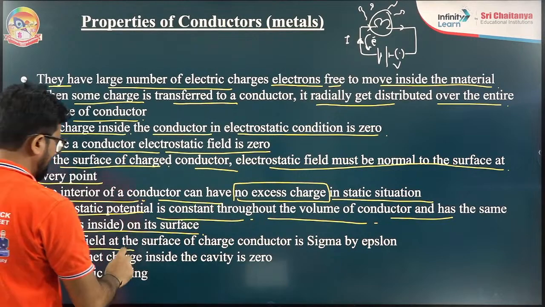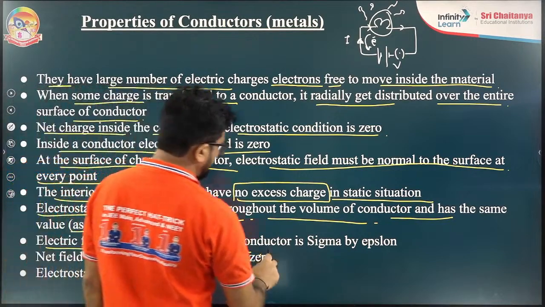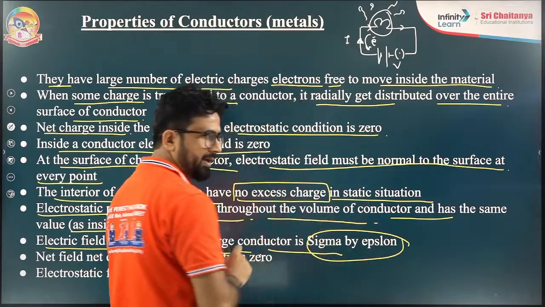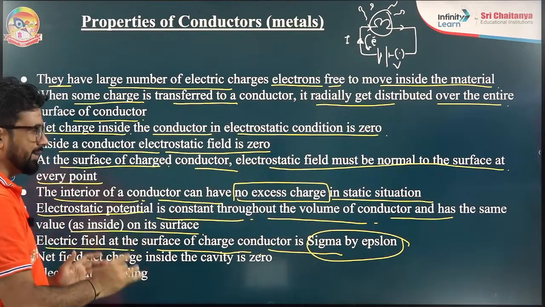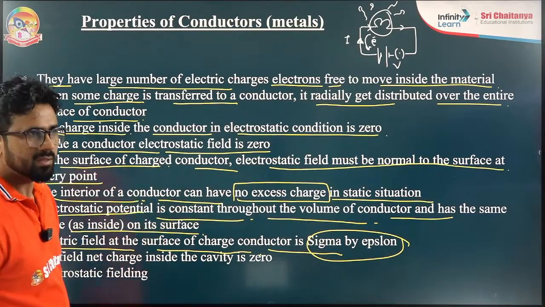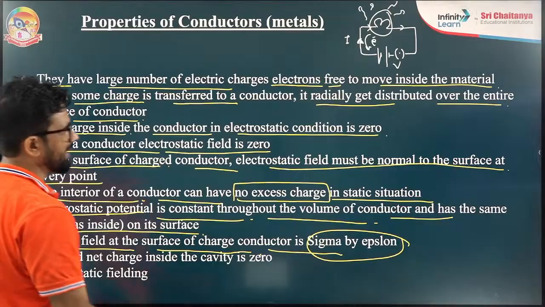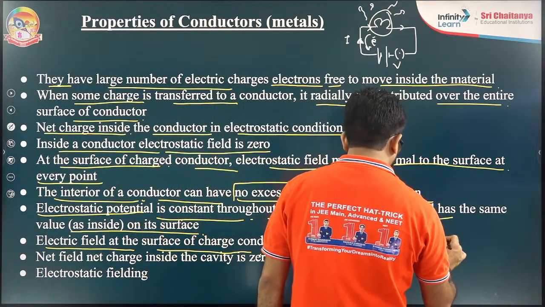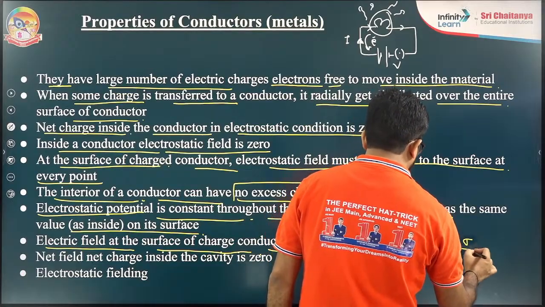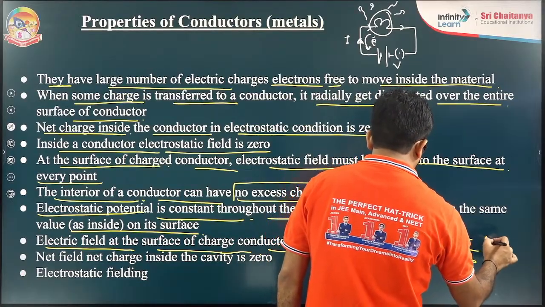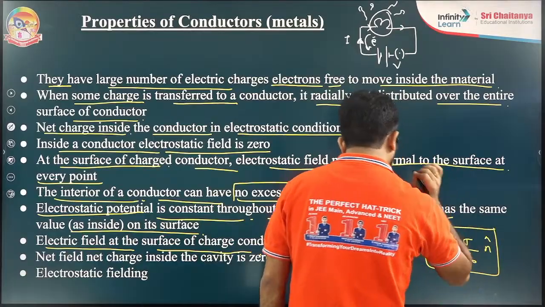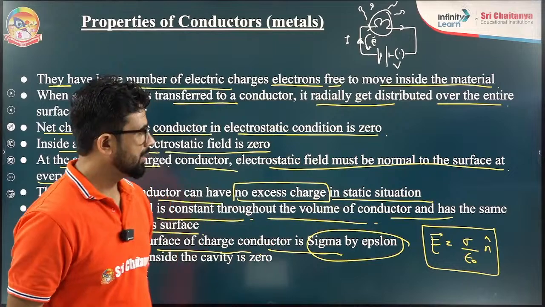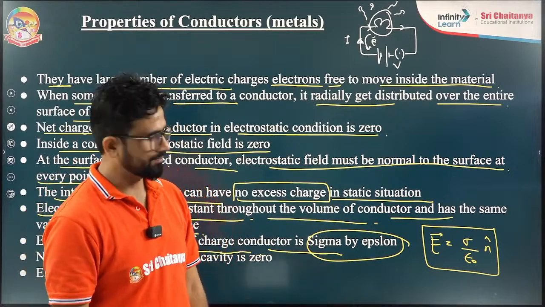Next, the electric field at the surface of a charged conductor is sigma by epsilon naught. I will explain it; I am not deriving it right now. We will derive it in the coming classes, but for now we will remember it. The field is equal to sigma by epsilon naught times n cap. Now you will ask, what is the meaning of n cap? N cap means normal to the surface of the conductor.